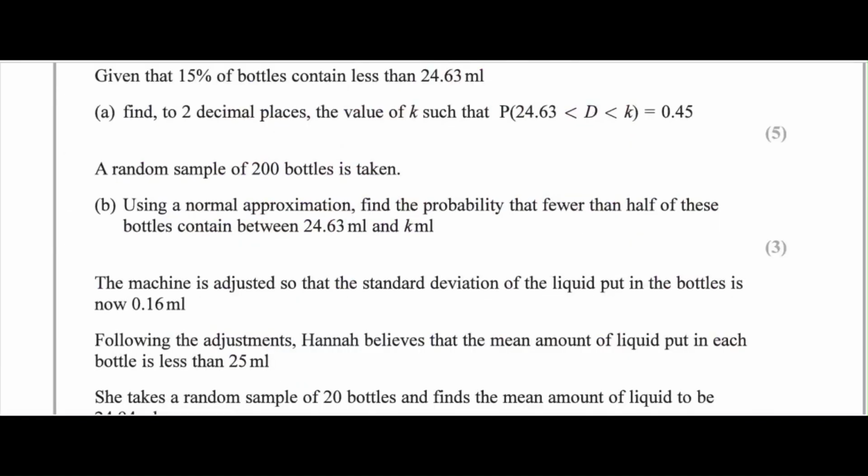Part B. A random sample of 200 bottles is taken. Using a normal approximation, find the probability that fewer than half of these bottles contain between 24.63 ml and k ml. Here n is 200, which is large for a binomial distribution, and the probability is 0.45, which is close to 0.5. Therefore, it's a fit case for doing normal approximation. So using these two, we can write out first the binomial distribution and then convert that into a normal distribution approximation.